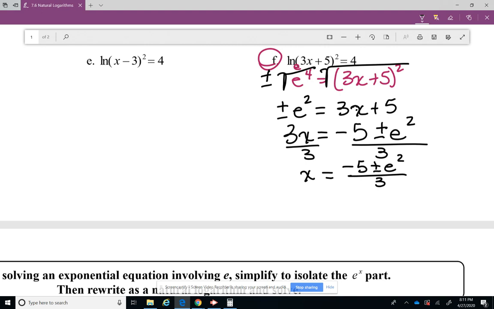Now, I used the positive. I didn't put a negative in front yet. That's 7.389. Now, I'm going to subtract 5 from that number and get 2.389. And then I'm going to divide that by 3. And I'm going to get x equals 0.7964, because it's a 3, 5, so the 5 makes the 3 a 4. All right, so there's one answer.